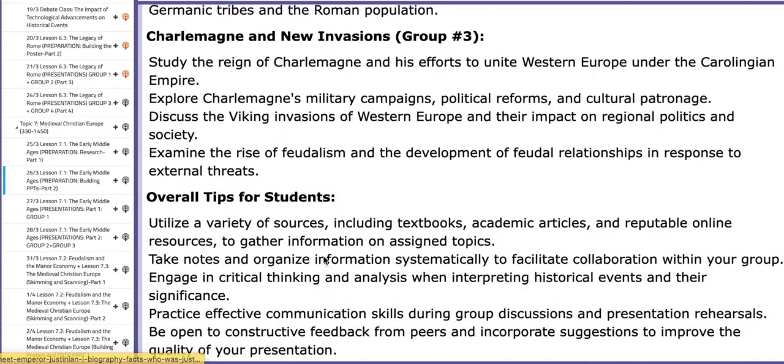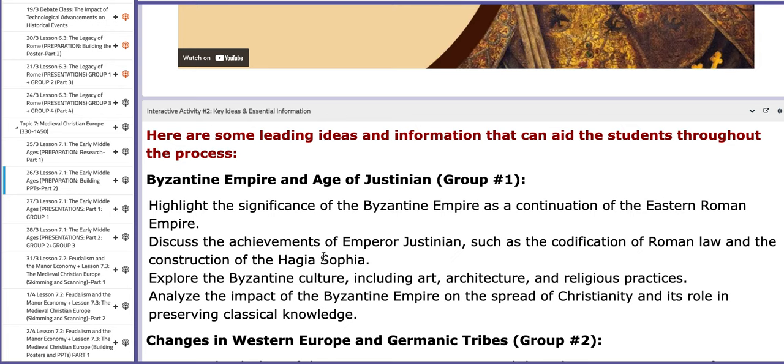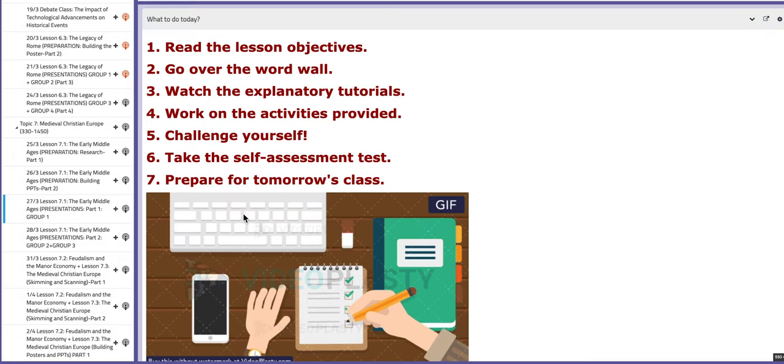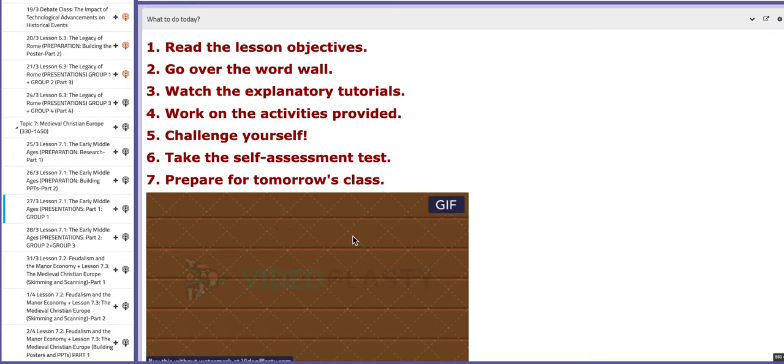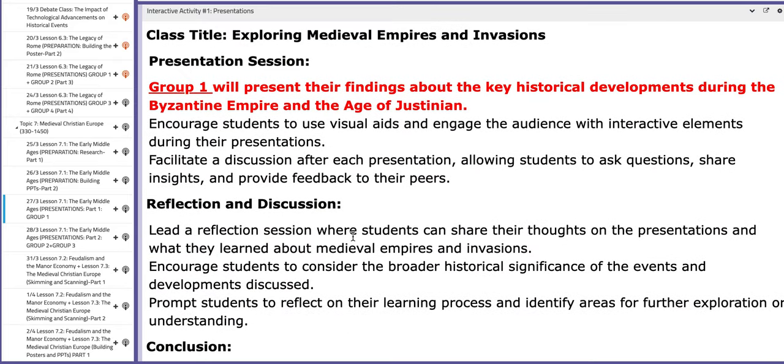Of course, you can always use interactive activity number 2, because it includes key ideas and essential information for each group, and it will help you throughout the process. Now, on the following day, the 27th, group number 1 will present their part, which is basically the key historical developments during the Byzantine Empire and the Age of Justinian.